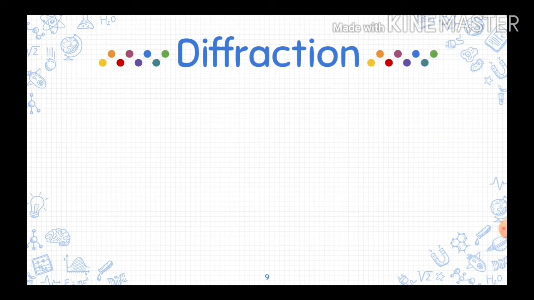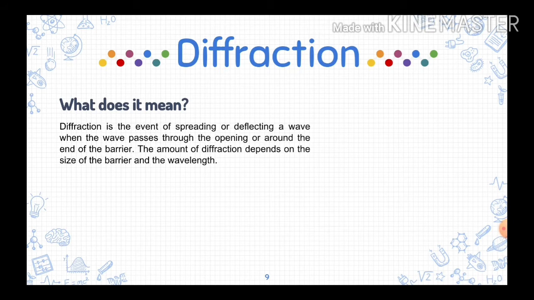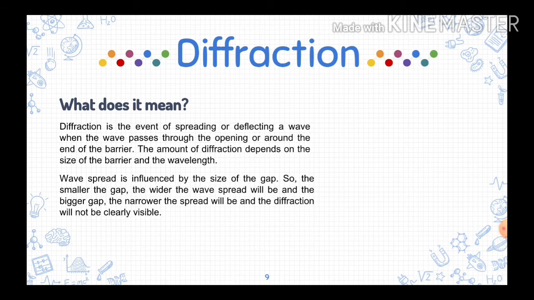Going to the third behavior, diffractions. What does it mean? Diffraction is the event of spreading or deflecting of a wave when the wave passes through an opening or around the end of a barrier. The amount of diffraction depends on the size of the barrier and the wavelength. Wave spread is influenced by the size of the gap. So, the smaller the gap, the wider the wave spread will be. And the bigger the gap, the narrower the spread will be, and the diffraction will not be clearly visible.